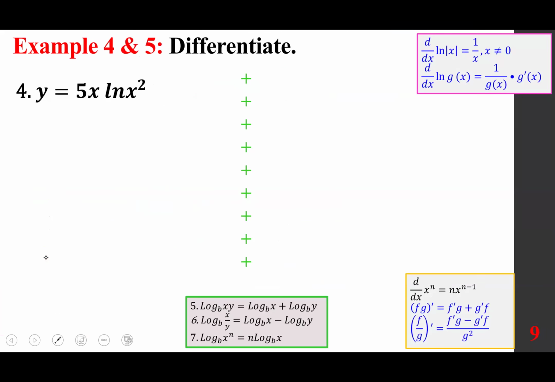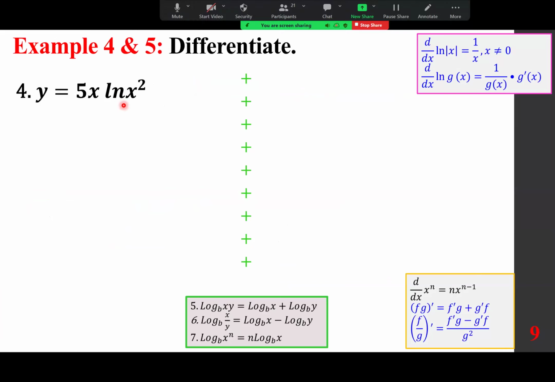Y equals 5x times ln x squared. We can tackle it the way it is, but it's a good practice to decompose this, put the 2 in front, and that makes it 5x times 2 ln x. And the product of these two is 10. So 10x times ln x.